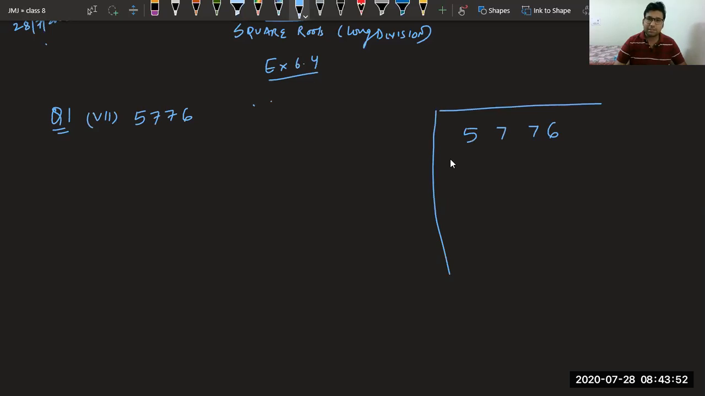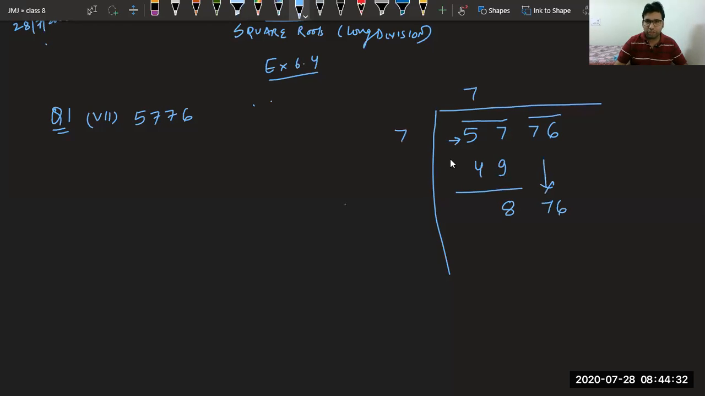Very good, Hiteshri. This is a normal number, and we have studied that we start forming the pairs from the right end. So the first pair is 76, the second pair is 57. First of all, we need a number whose square is either 57 or less than 57. That number is 7: 7 sevens are 49, and 8 eights are 64. 8 is giving you more, so you will go with 7. After subtracting, we will get how much? 8. This will come down with 76.